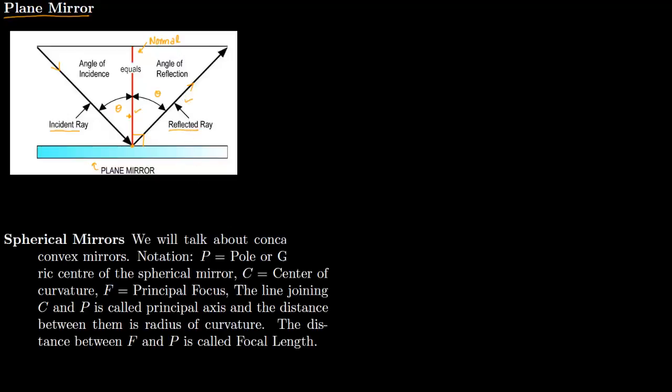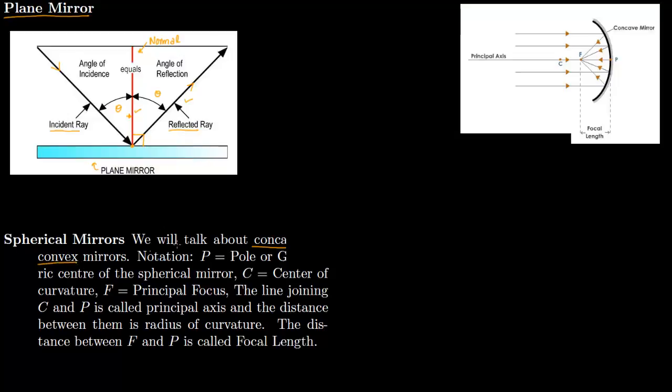Now we talk about spherical mirrors. Now there are two kinds of spherical mirrors we will talk about. One is concave and another is convex. So first let us focus on the concave mirror.